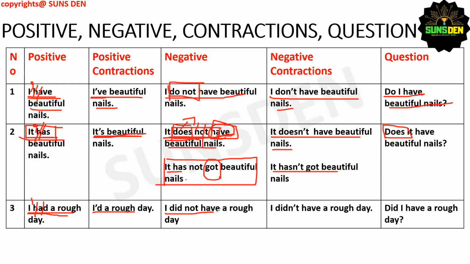Now coming to negative, the same rule appears. For negative, we need to add the do verb. Just because here had is the past tense, we are using the past do verb. Earlier, has is the present tense, so we used the present do verb. So: I did not have a rough day. Did and not goes through the contraction. O gets chopped off and an apostrophe gets added there. I didn't have a rough day. The same rule, we introduce the do verb to take up the question format, and it becomes: did I have a rough day?